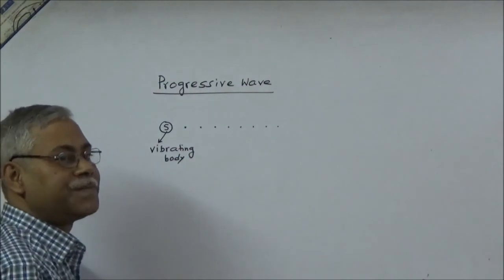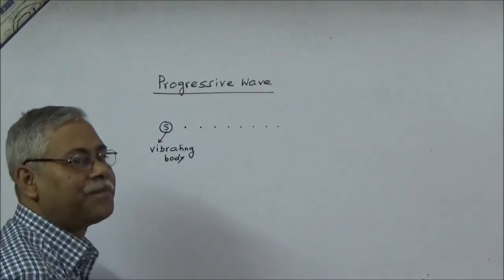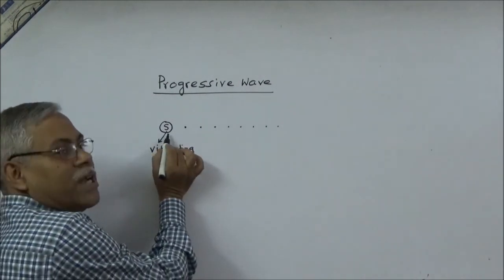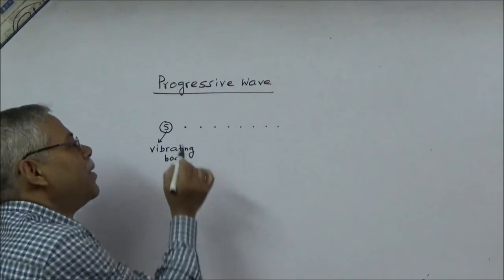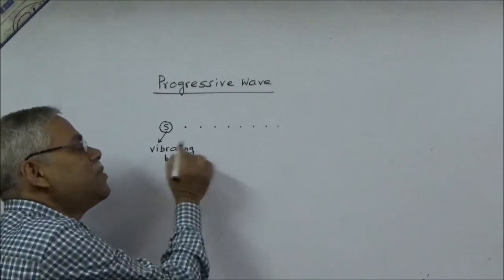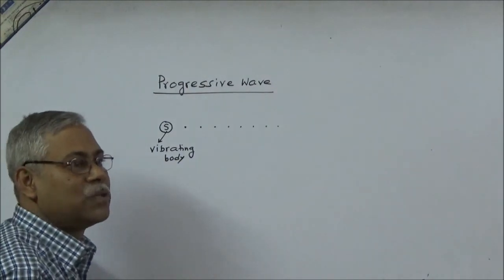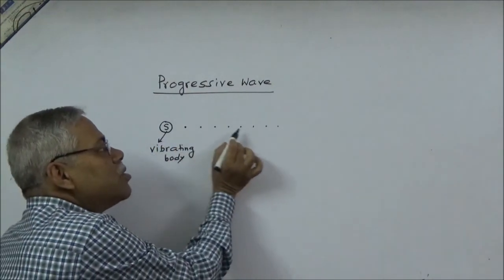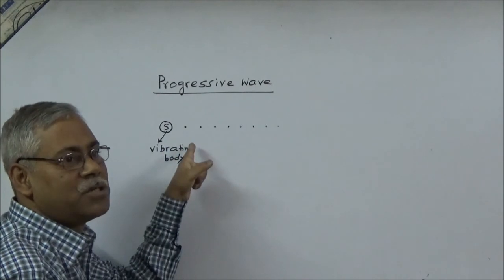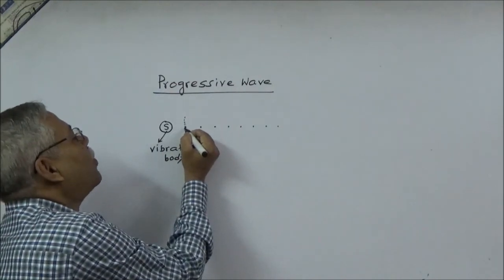The source vibrates, and the vibration of the source spreads through the medium. The source is vibrating, so it has some vibrational energy. That energy transmits through the medium. How is it transmitted? By way of periodic vibration of the particles of the medium. So what is transmitted away from the source? Energy of vibration of the source is transmitted through the medium, by way of periodic vibrations of the particles of the medium.